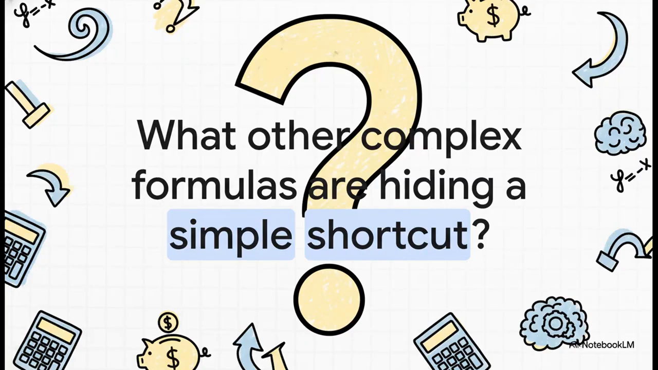So the big takeaway here is this. Always, always challenge the complexity they put in front of you. You gotta look for that one key variable, that one simple assumption that can unlock what looks like an impossible problem. Because more often than not, especially on these big exams, there's a beautiful, elegant shortcut just hiding in plain sight. And it just makes you wonder, right? What other complex formulas are out there just waiting to be cracked with a simple shortcut?